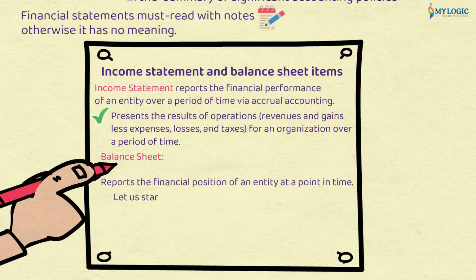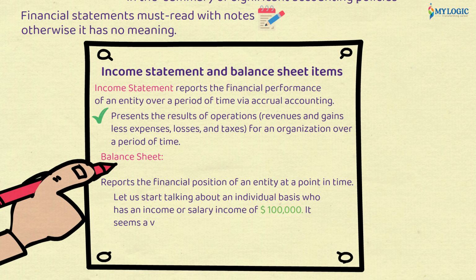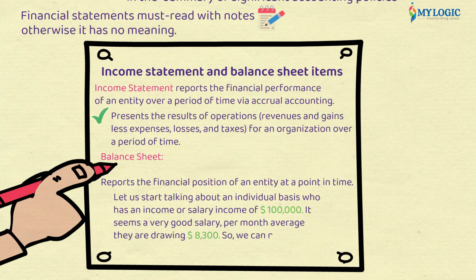Let us start talking about an individual who has a salary income of $100,000. It seems a very good salary. Per month on average, they are drawing $8,300. So we can now conclude that this individual is well paid. He is doing very well.